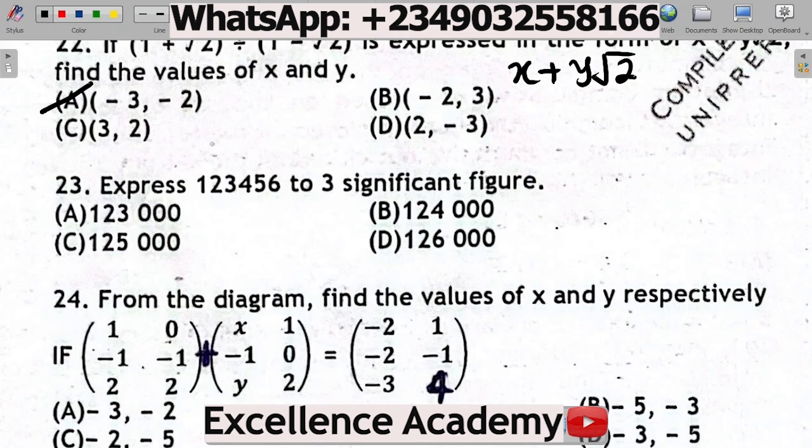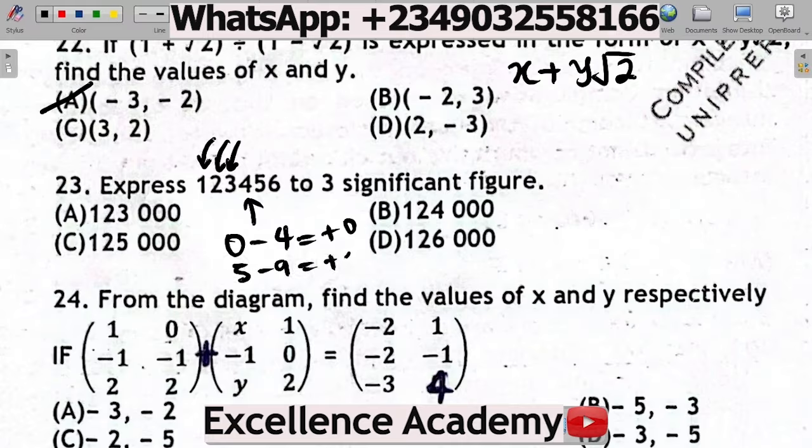You count your numbers there. You have 1, 2, and then you have 3. The number after 3 is 4. Of course, we know that from 0 to 4 will give you a plus 0. Meanwhile, from 5 to 9 will give you a plus 1. So 4 is under the 0 category, so it becomes plus 0 here.